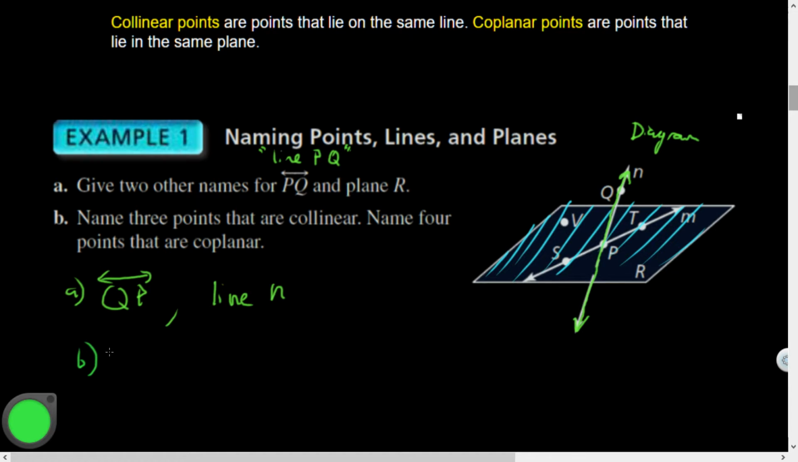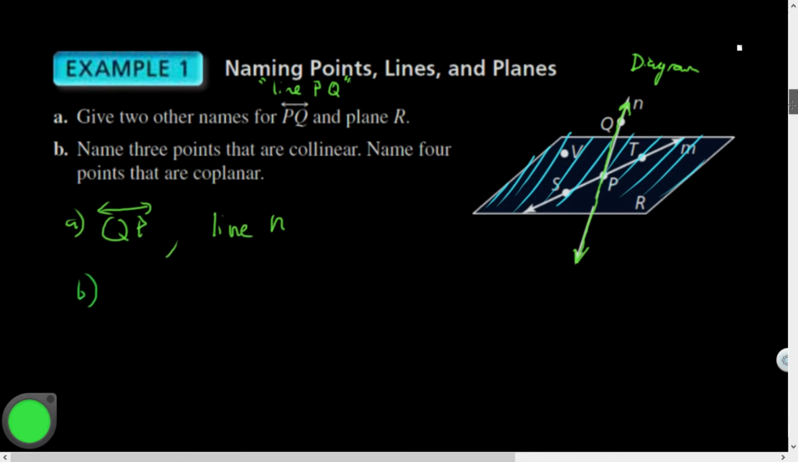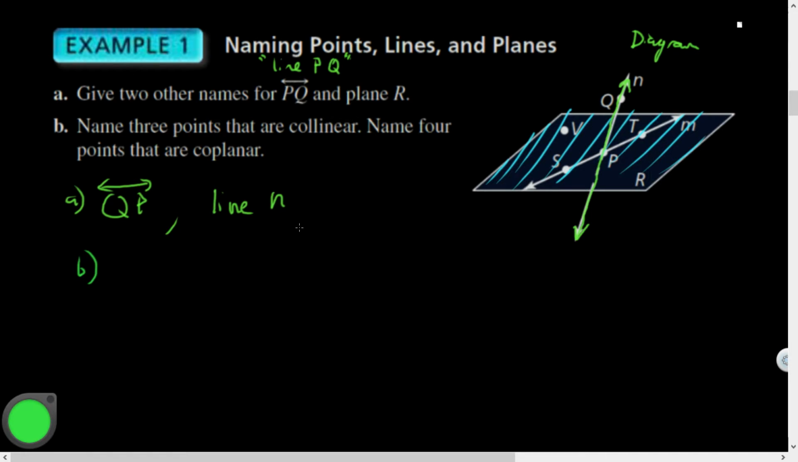I just kind of drew all over our points. What did we say earlier? Any 3 points can be used to define a plane. Thoughts? VST. So let's see. So plane V, S, and T. I like it.